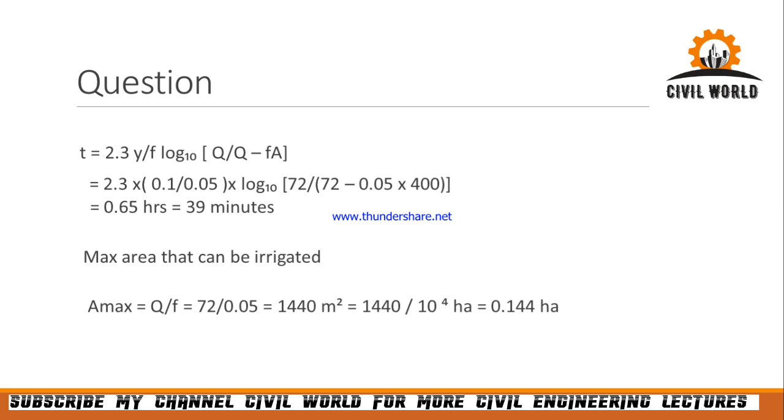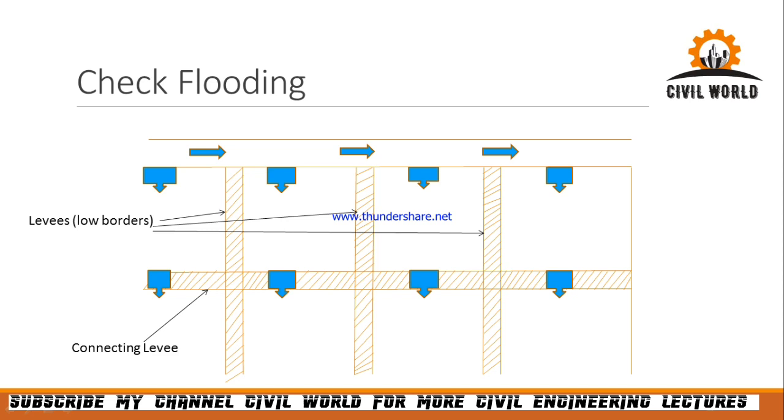मैक्सिमम एरिया दैट कैन बी इरीगेटेड, उसका फॉर्मूला है A max is equal to discharge by F. Again, it is easily understandable. Everything is easily understandable. Simple numerical. Okay, now comes the turn of check flooding.